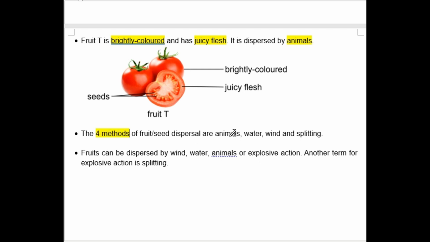The four methods of fruit/seed dispersal are animals, water, wind, and splitting. Fruits can be dispersed by wind, water, animals, or explosive action. Another term for explosive action is splitting.